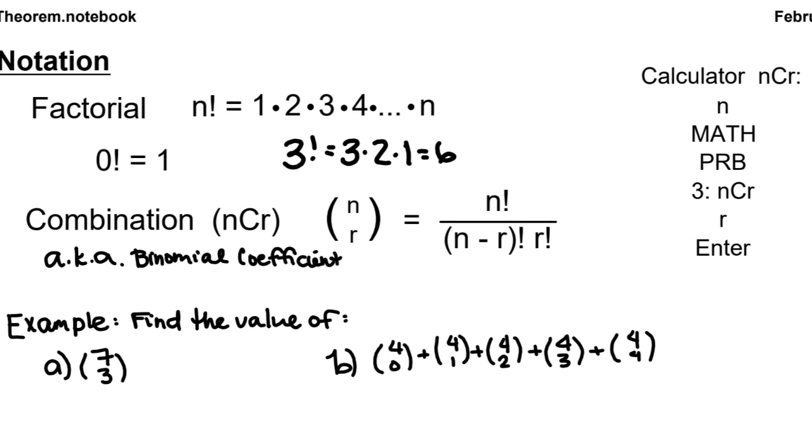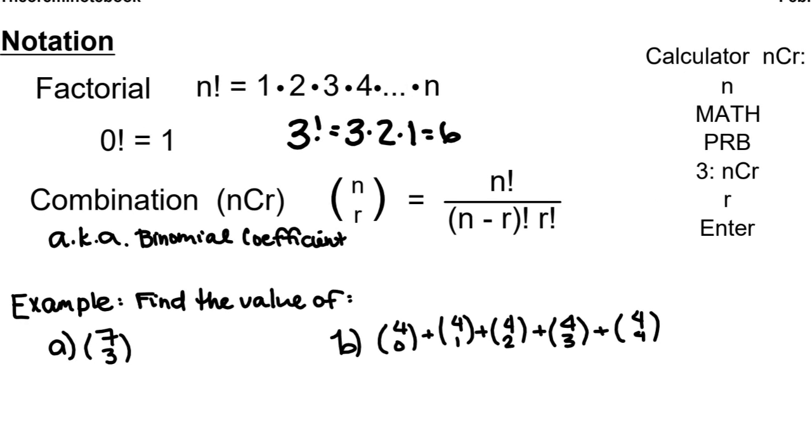And to do it on a calculator, you have to hit the n value. So whatever your top value is, or if it's written off to the side like nCr, you type in that number. Then you can hit math, go over to the probabilities option, and then it's usually the third option. You hit enter on that. Then you can hit your r value, hit enter, and then you have your answer.